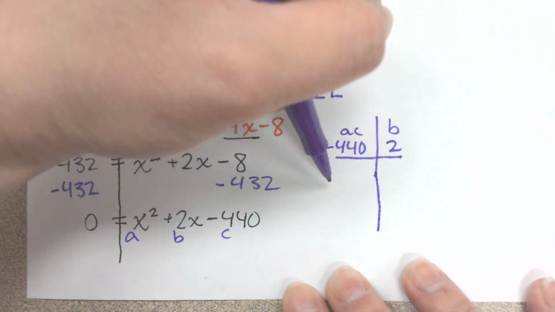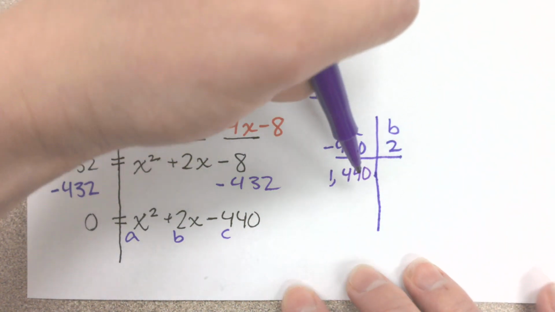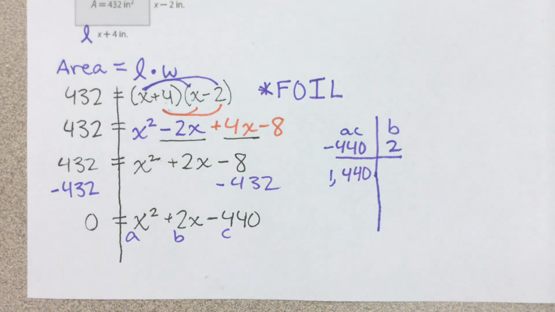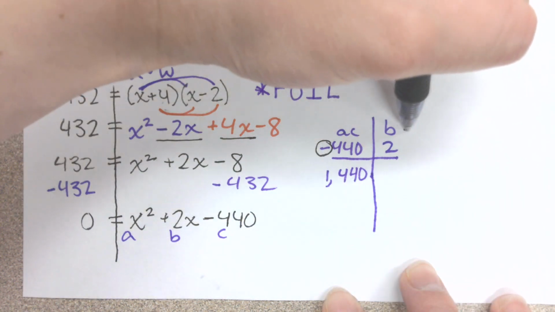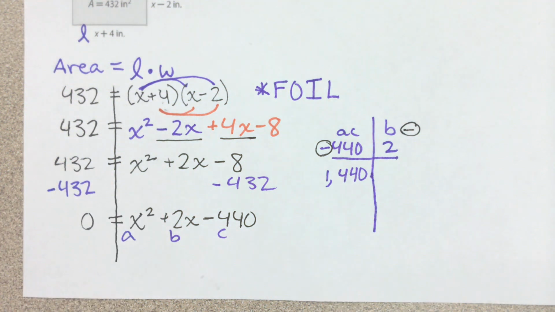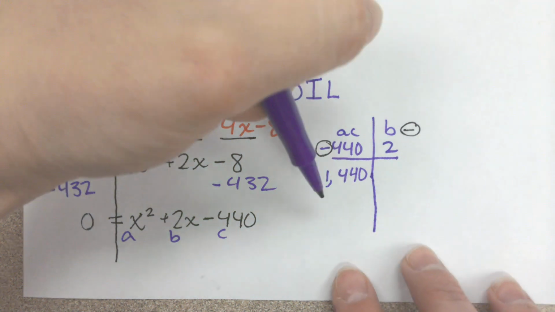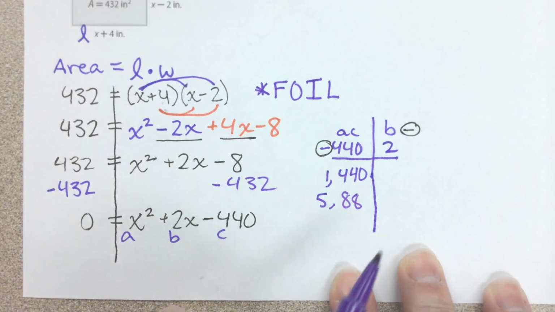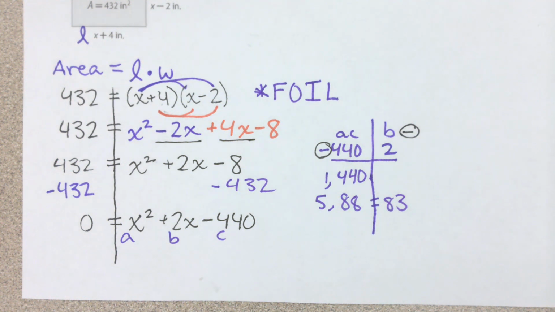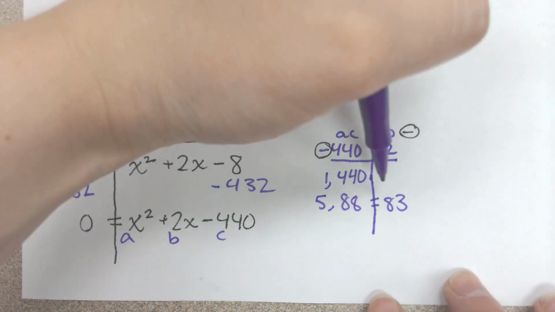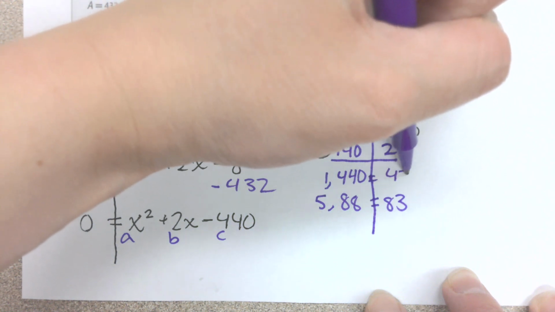Let's start with the most obvious pair, 1 and 440. Clearly, these are not going to be right. By the way, forgot to point out, this is a negative 440, so we're going to be subtracting over here. So keep that in mind, we're subtracting those numbers. Do you have them? Go ahead. 5 and 88. So if I subtract those, 88 minus 5, I'm going to end up with 83. So unfortunately, those are not it, but we're working towards it. By the way, if I subtract 440 and 1, that'd be 439.